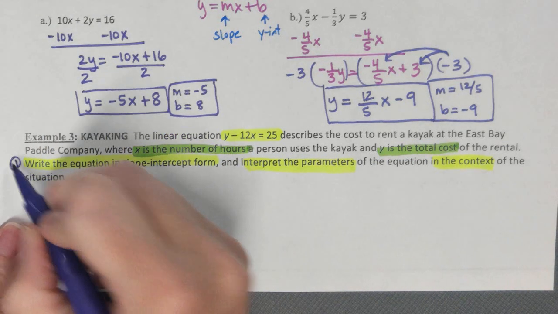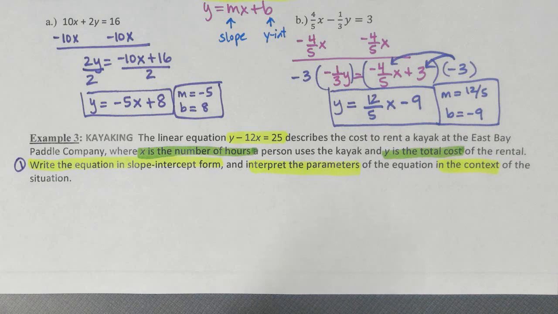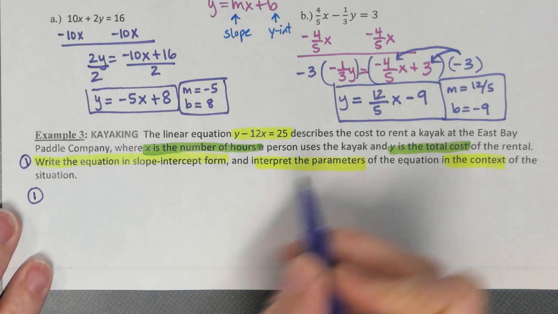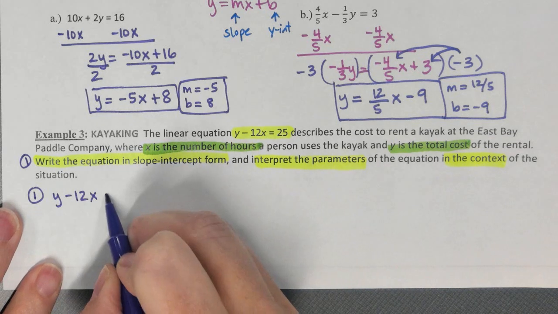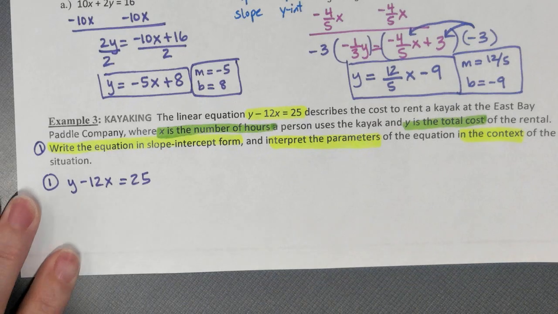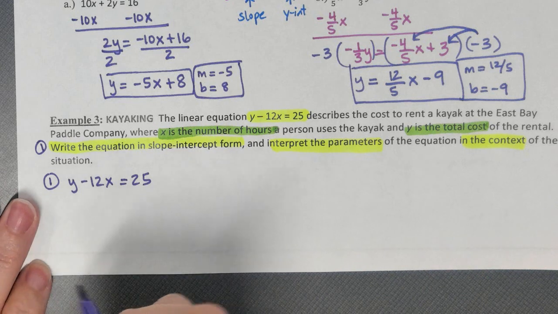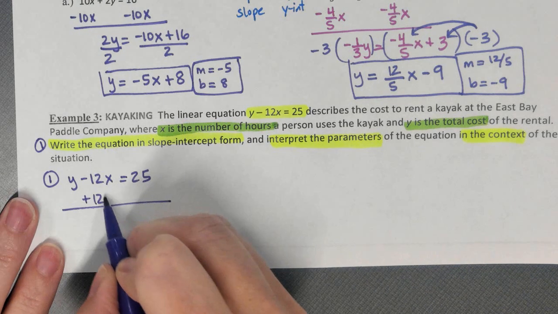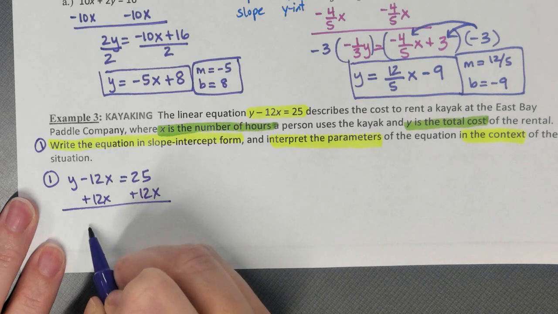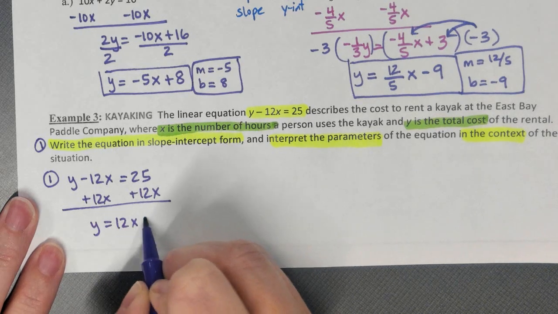So the first step is to write the equation in slope-intercept form. Well, they gave us the equation, y minus 12x equals 25. So putting that in slope-intercept form is going to be pretty simple. What's the only step we have to do? Right. Okay, so y equals 12x plus 25.